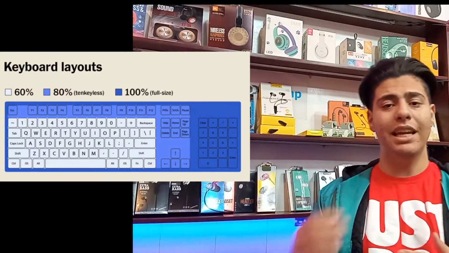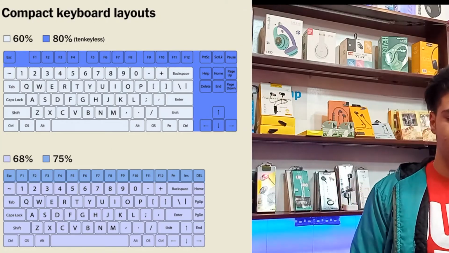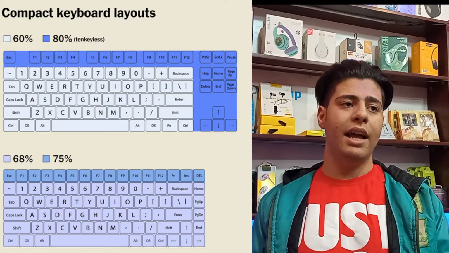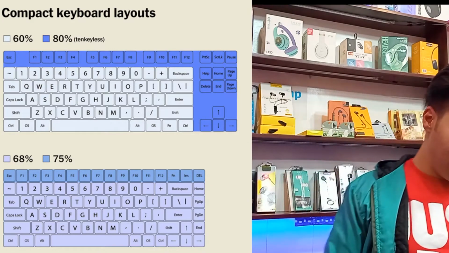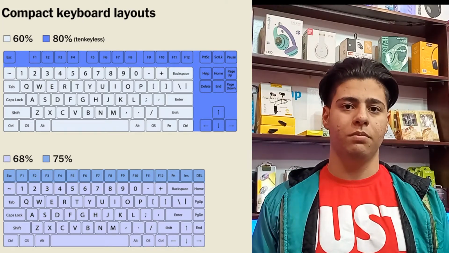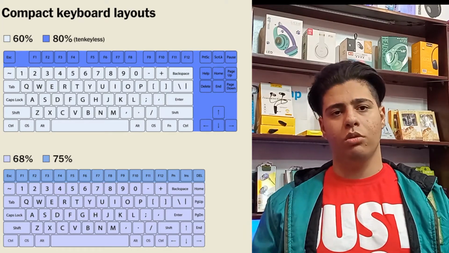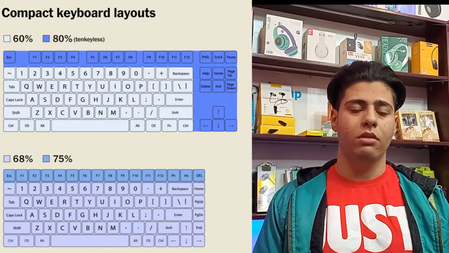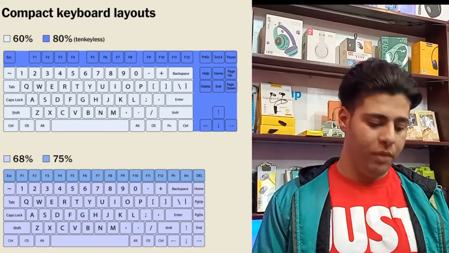The second category, or the second generation, has everything except the numpad. The numpad is removed. This type of keyboard doesn't have the numpad. They have everything except the numpad.